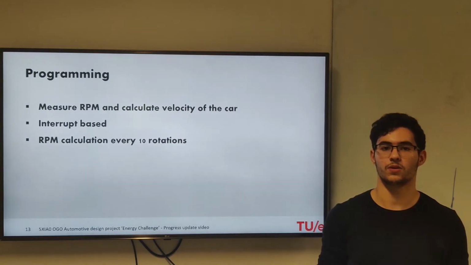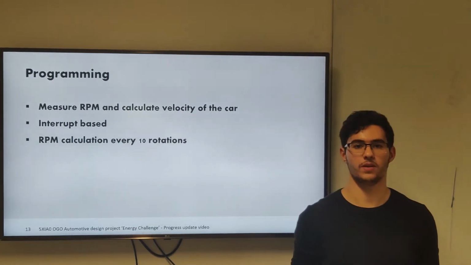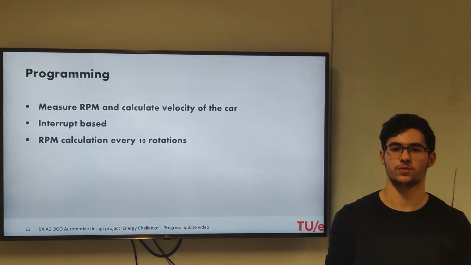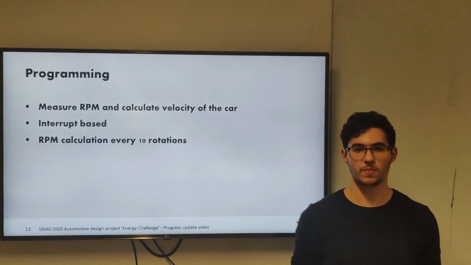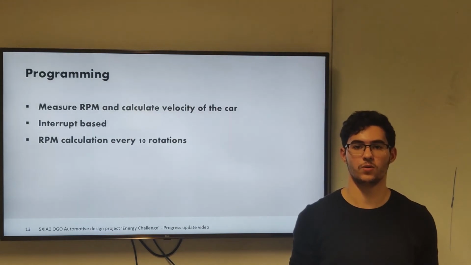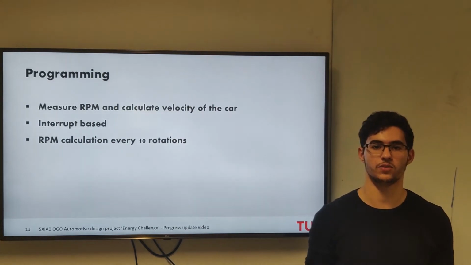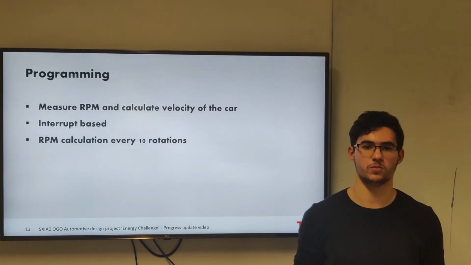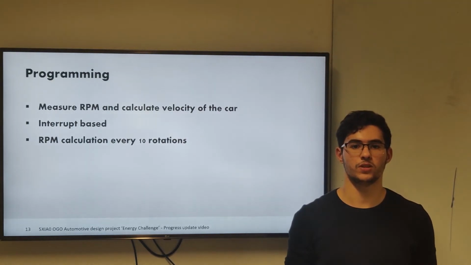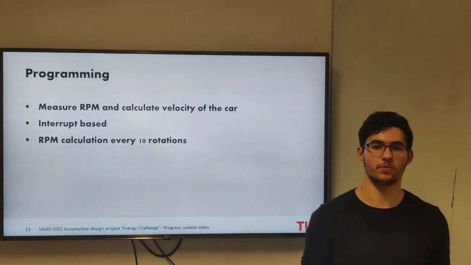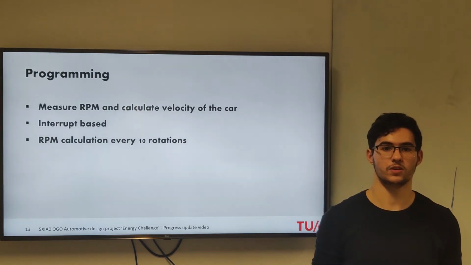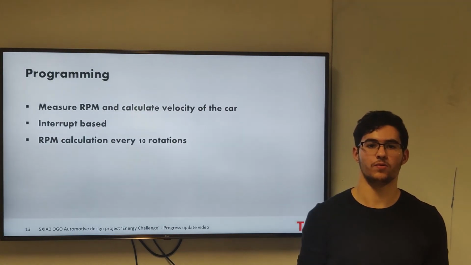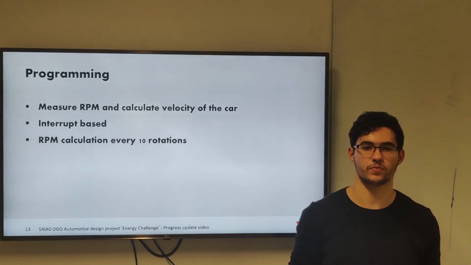With our code, we were able to measure the RPM and calculate the velocity of the car. We were able to do this using interrupts. An interrupt is a function that always checks for a condition and executes a piece of code specified by you if that condition is met. We used an interrupt to measure the signal provided by the Schmitt trigger, and if that signal changed from a digital 0 to a digital 1, it would add 1/2 rotation to the amount of rotations.